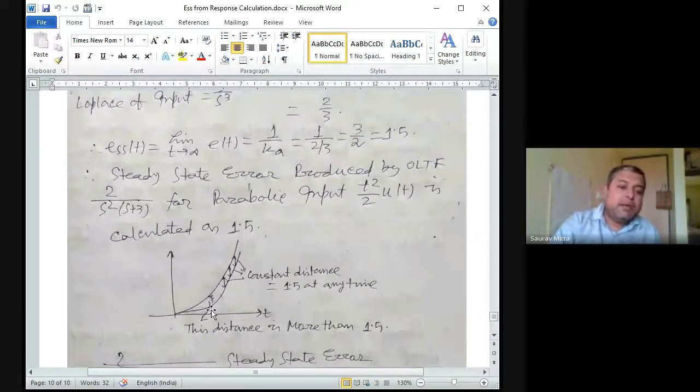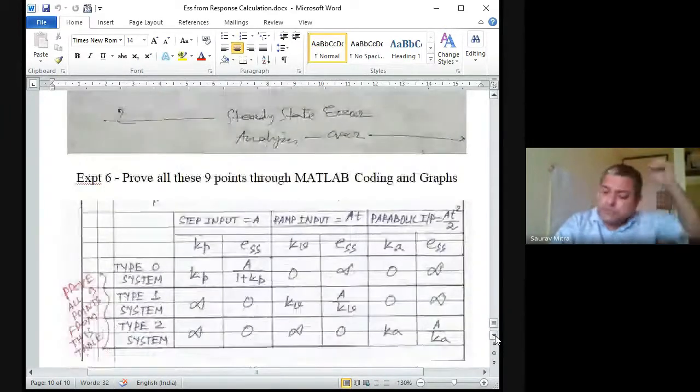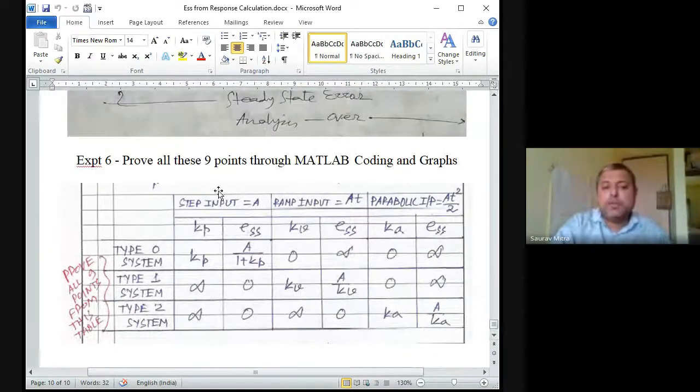This will look a little big, but afterwards these two distances will be the same. So this constant distance of 1.5 will be maintained at any time. Now you have to prove it. I am now defining your work for experiment number 6. You have to show me these 9 outputs and graphs for all these 9 outputs. The code and all these things will be uploaded shortly today.